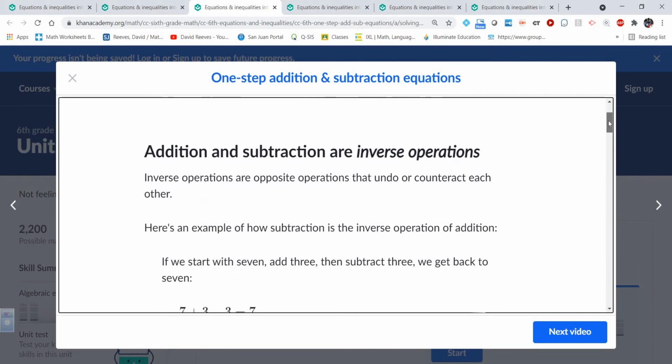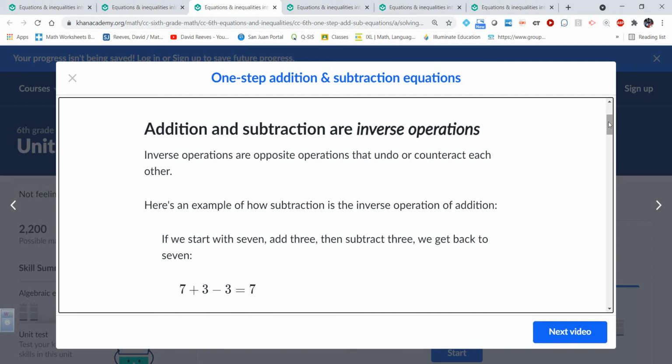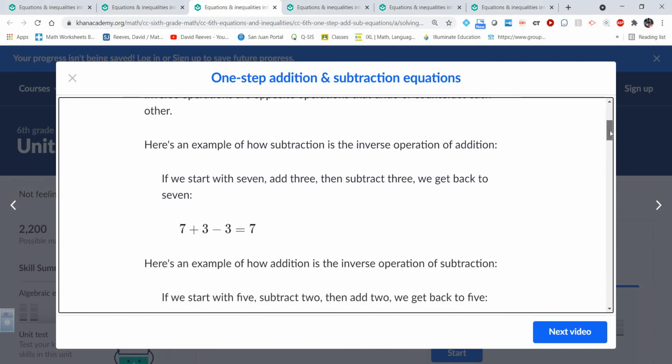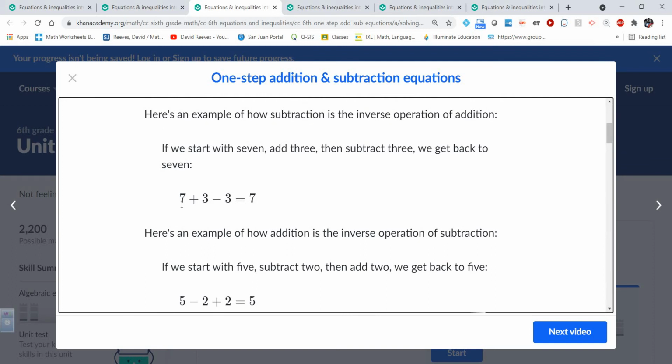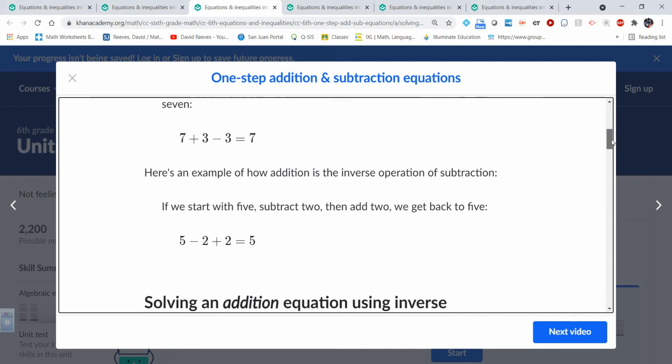All right, so the inverse of adding is subtracting, and the inverse of subtracting is adding. So if you take a look here, they've got 7, and if you start with 7, if you add 3 and then you subtract 3, you get back to 7, because 3 minus 3 is 0. So 7 plus 3 would be 10. 10 minus 3 gets us back to 7. So adding 3 and subtracting 3 are inverse operations.